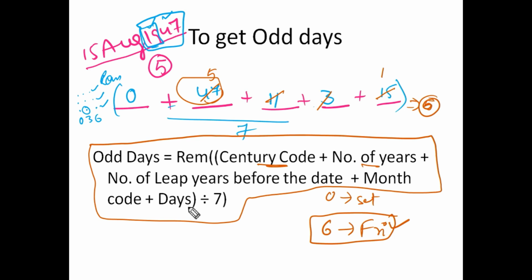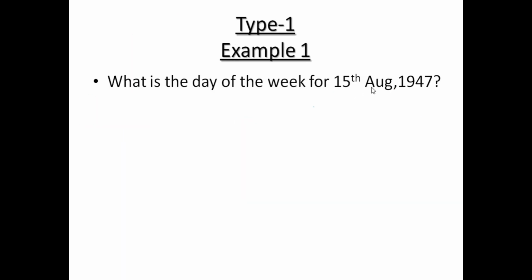The remaining days are already given. How many days are there? Those many days we can directly consider. So the total number, when divided by 7, the remainder will give the number of odd days. Yes. See the first example. This one we have already completed. To explain the concepts, I used this one only. No problem, we'll do it again.